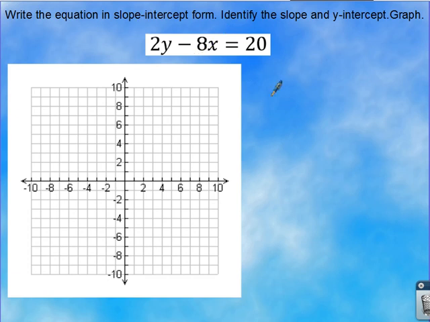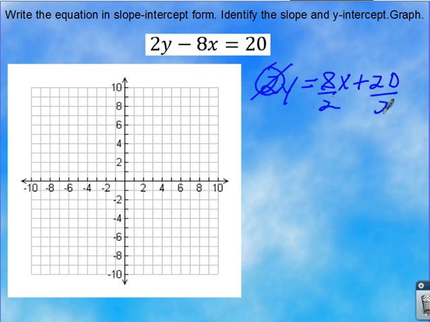Your x term, move it over. You now have 2y equals 8x plus 20. 20 is positive, leave it positive. Divide everything by 2. You get y equals 4x plus 10. It's in slope-intercept now. That plus 10 is the same.